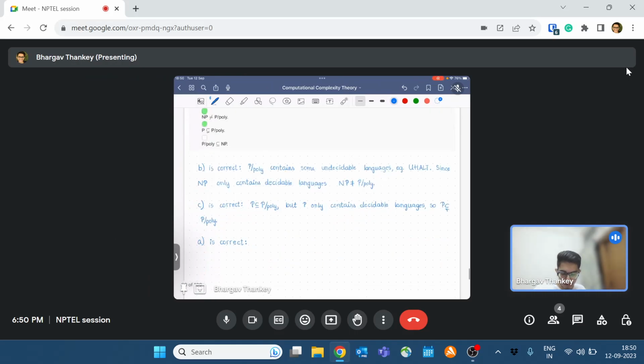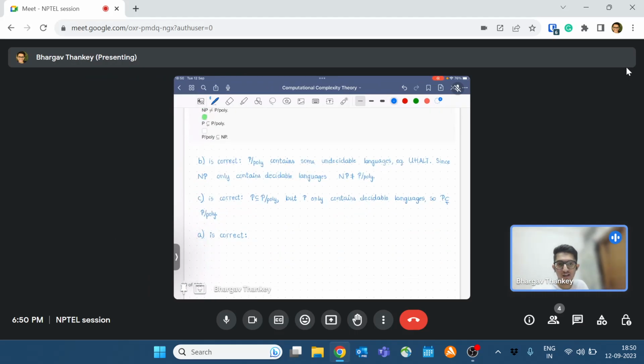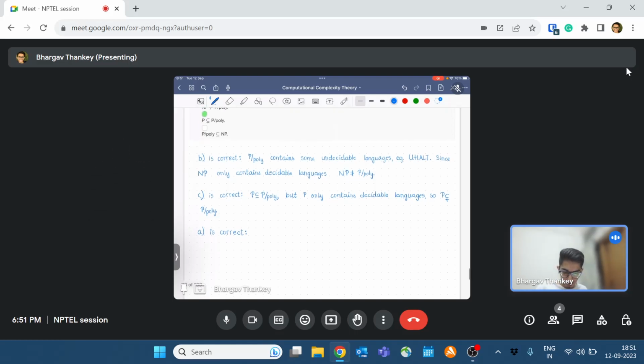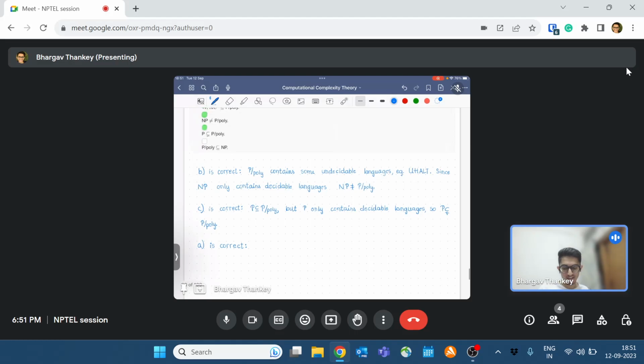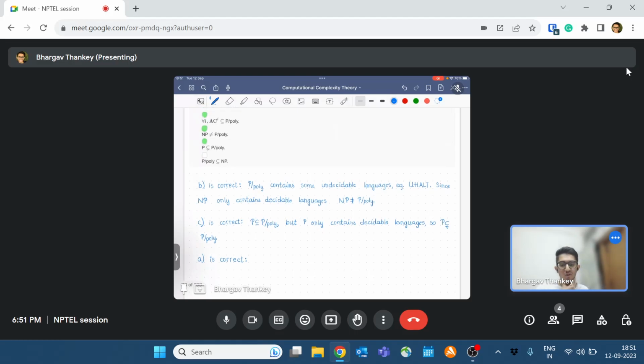Can you hear me now, or is it still stuck? Okay. So, we want to prove that option A is correct. So now, when is a language in AC^i? It is in AC^i if it is decided by a circuit family made up of AND, OR, and NOT gates, of polynomial size, and with depth order log^i n.